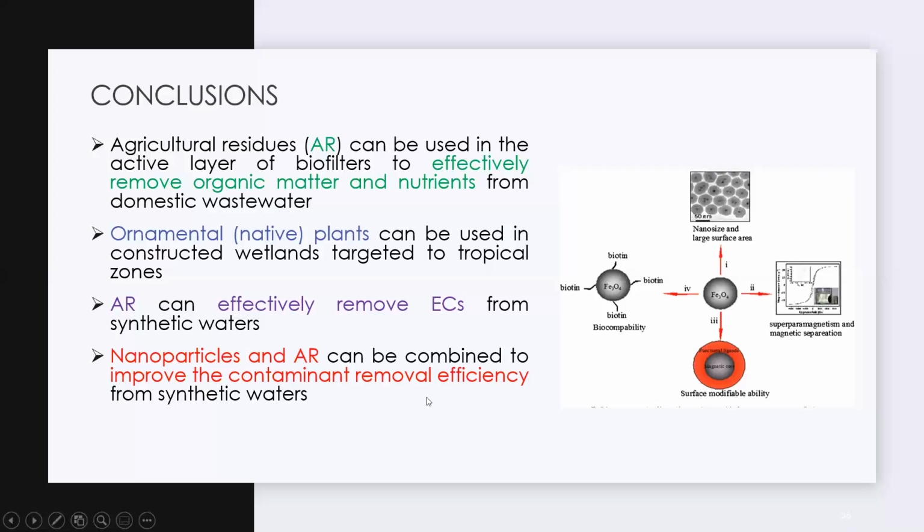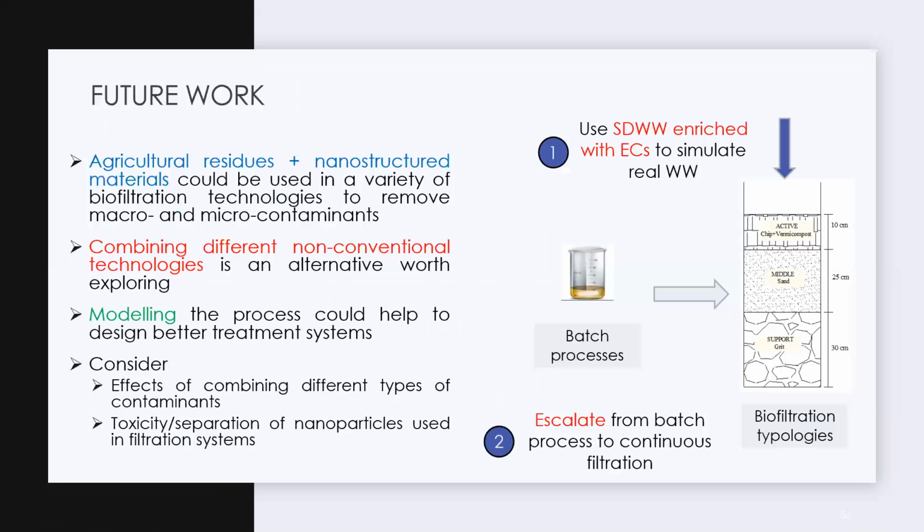Of course, these results are relatively interesting, but we still have a lot of things to do in the next few months and maybe years. One of the things that we want to do is to try simulating real water instead of using just synthetic wastewater. And we also want to use synthetic wastewater and real water enriched with emerging contaminants, which is something closer to the reality that we find here in places like Ecuador, Latin America, and around the world.